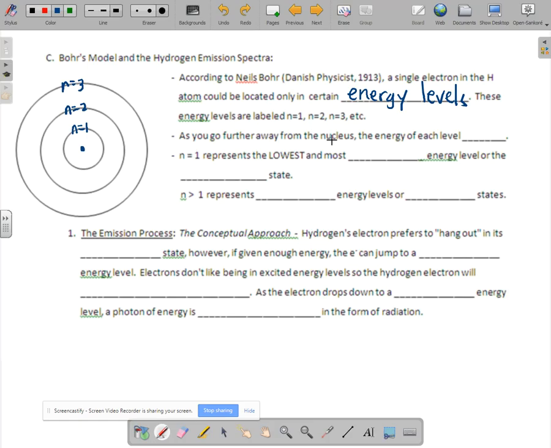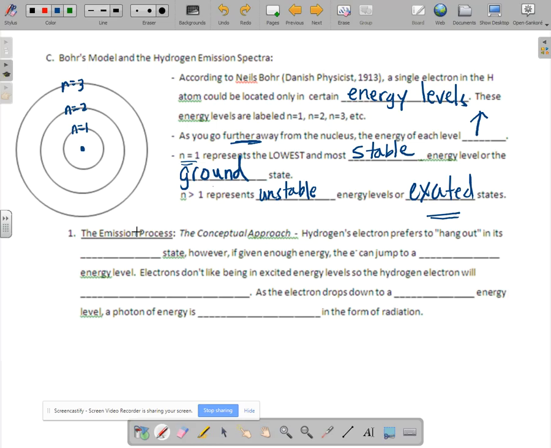Okay. As you go further away from the nucleus, the energy of each energy level increases. So the closest to the nucleus is called the ground state, and the further away you go, the more energetic. So n equals 1, the first energy level, represents the lowest and most stable energy level, and as I just mentioned, we call that the ground state. And n greater than 1 represents less stable or more unstable energy levels, or excited states.